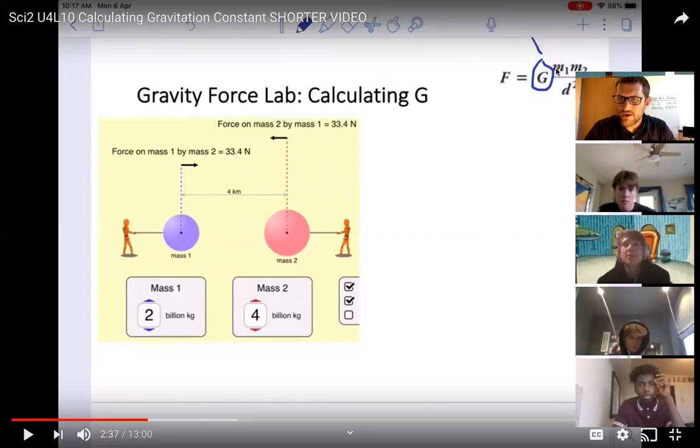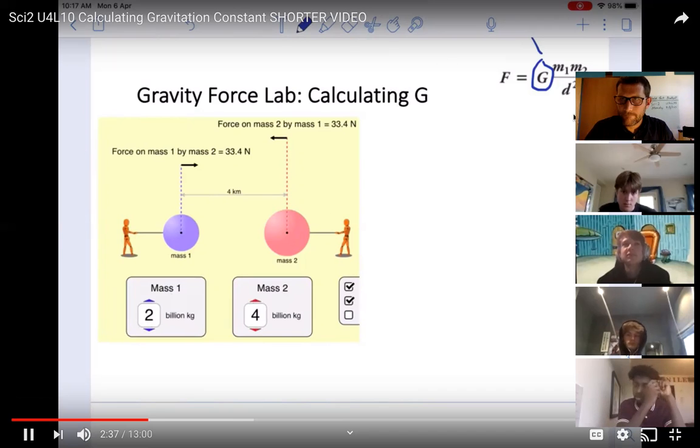Okay, what do you think M1 is? Mass. The mass of the first one. And that would be 2 billion kilograms, right? What about M2? The second mass. Yep, 4 billion kilograms. And then what's D? Distance. Yep, 4 kilometers right there. But you'll see it has to be in meters. So again, I'll play through this a little bit and explain it.